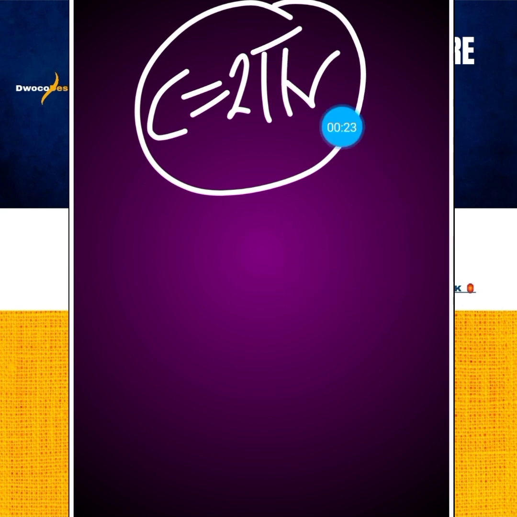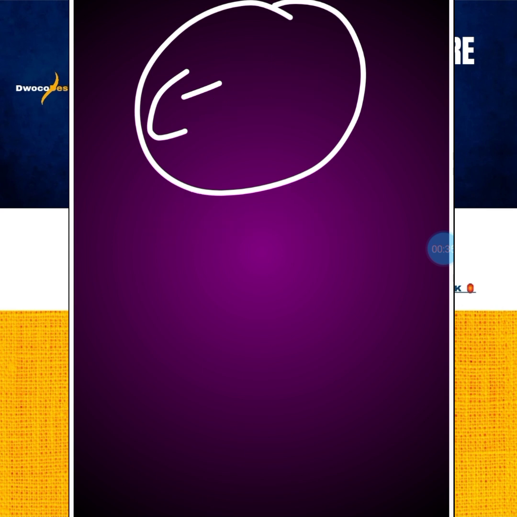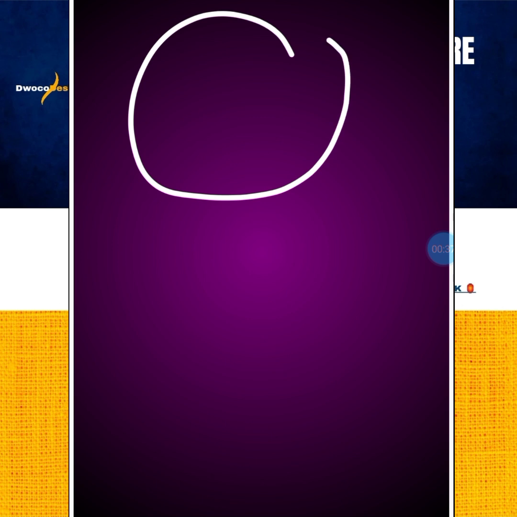So what is the radius? Let me take a look at the radius they give to us. All right, so the radius is 5 cm. So let me show you what is called radius. Now look at the circle, right? The radius is from the center of the circle to any of the edges.